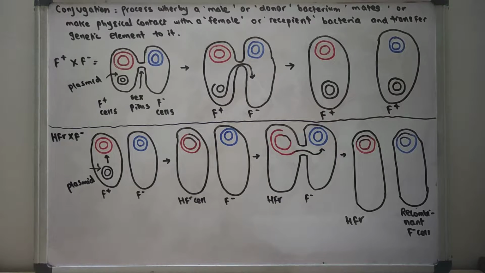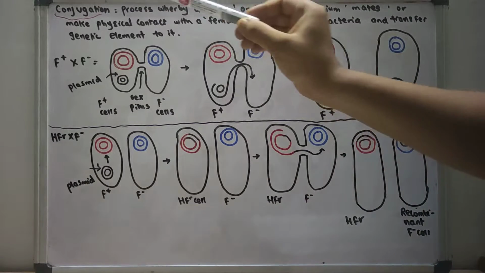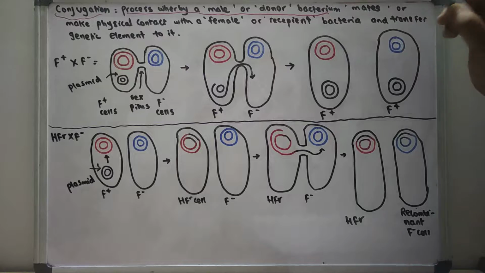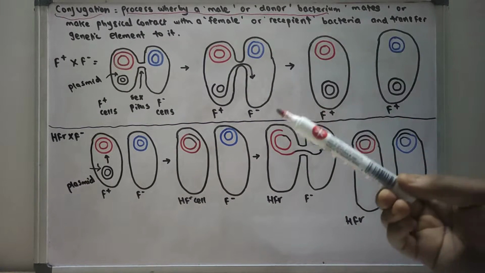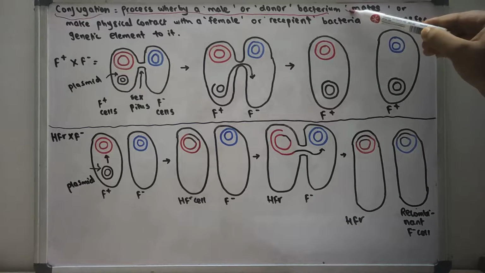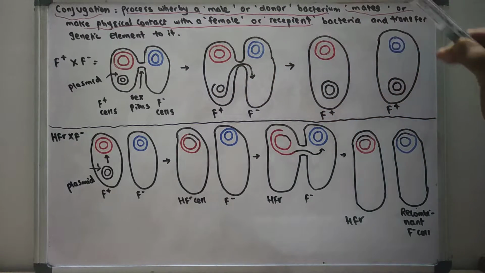Moving towards the topic conjugation. In a simple form, I'll say that conjugation is the process whereby a male or a donor bacterium, we call it the donor bacterium, or we can also refer to the donor bacterium as a male bacterium, mates or makes physical contact with a female or recipient bacteria.